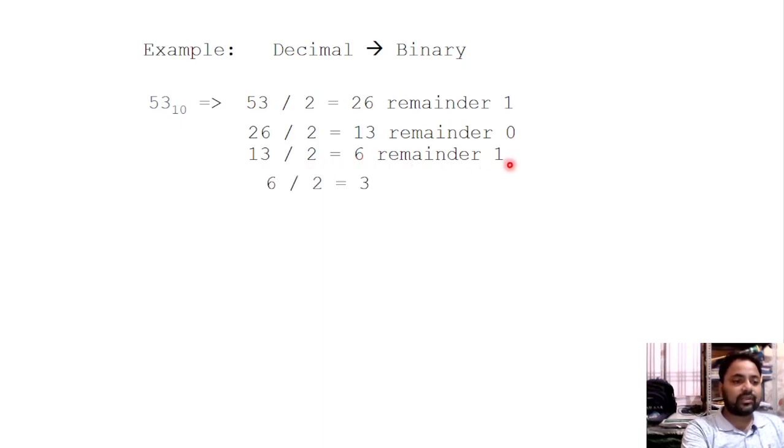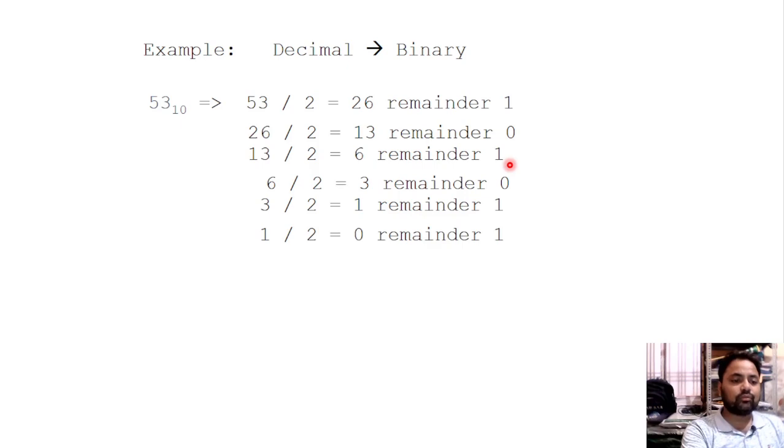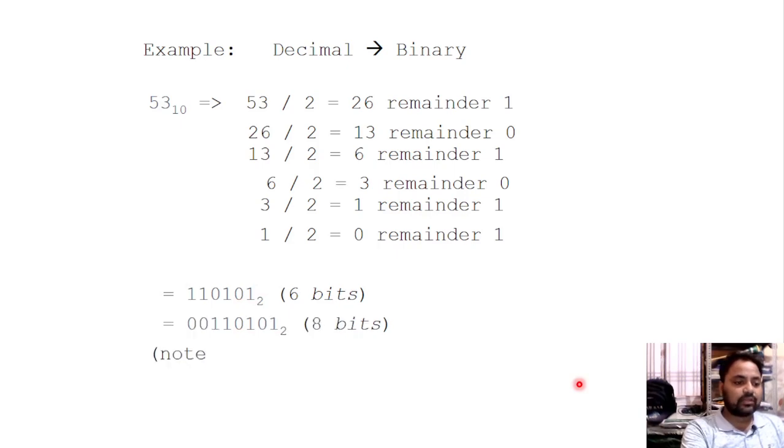And 6 divided by 2, the remainder is 0 and quotient 3. Same 3 by 2, the remainder is 1 and quotient is 1. Same 1 by 2, the quotient is 0 and the remainder is 1. So we go from bottom to top to write the binary number. 110101 is the binary number for 53 to the base 10. You can see there are 6 bits here, 110101.